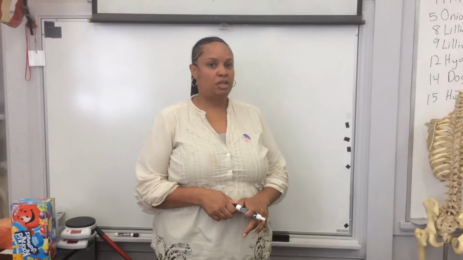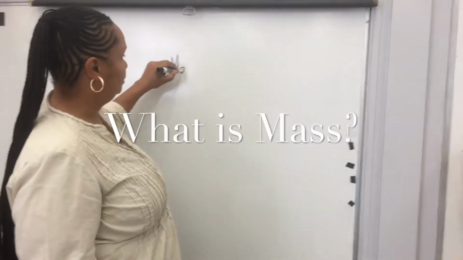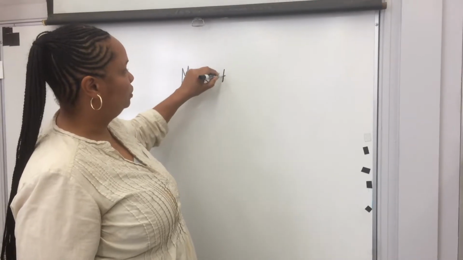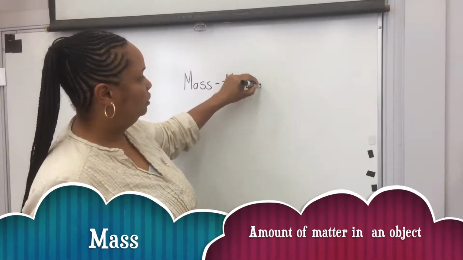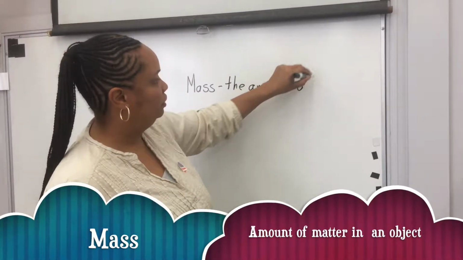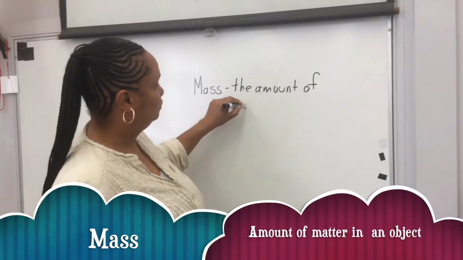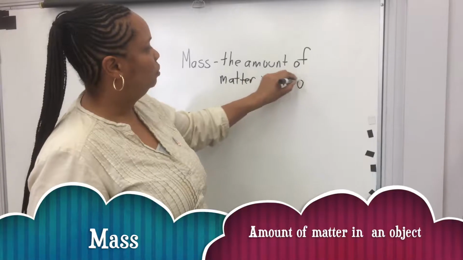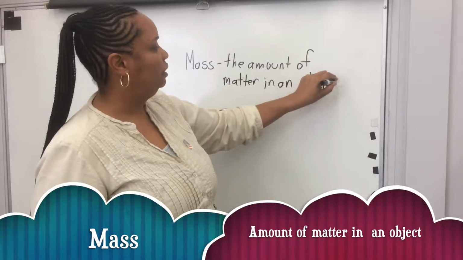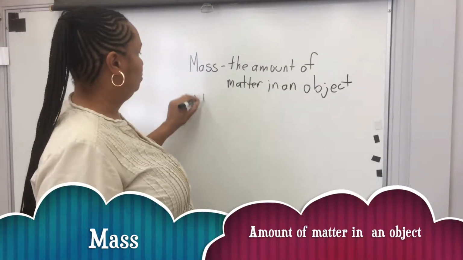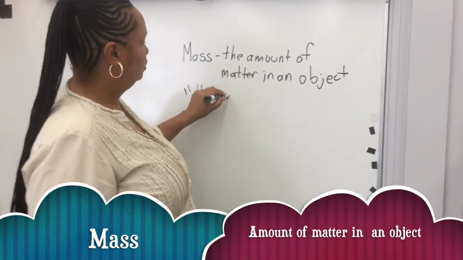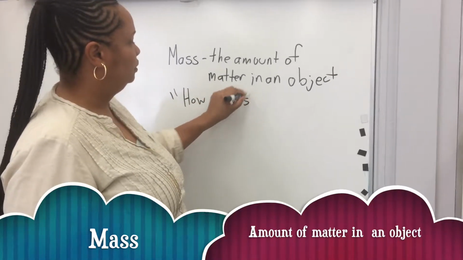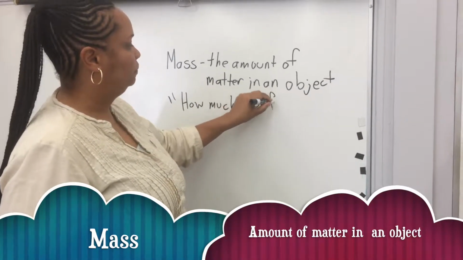Okay, so today we'll be learning about how to find the mass of an object. First, let's define what mass is. Mass, by definition, is the amount of matter in an object. We typically say that mass is how much stuff is in an object.